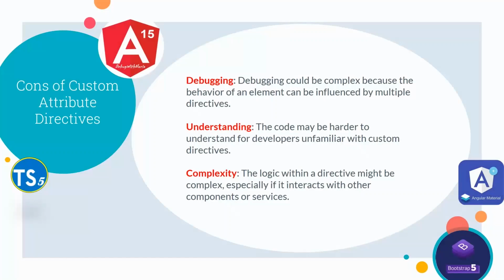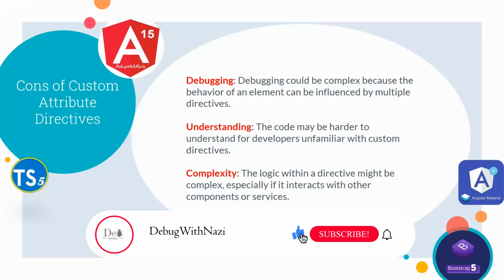But there are a few cons of custom attribute directives too. First one is debugging. Debugging could be complex because the behavior of an element can be influenced by multiple directives. Second is understanding. The code may be harder to understand for developers unfamiliar with the custom directives. And third is complexity. The logic within a directive might be complex, especially if it interacts with other components or services. Hope you understand these custom attribute directives clearly.